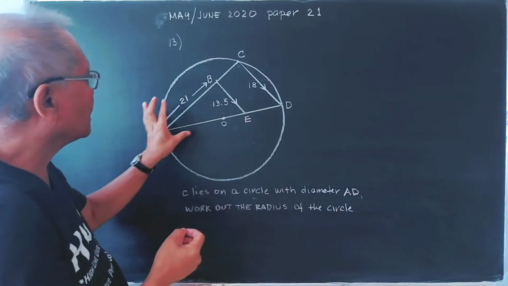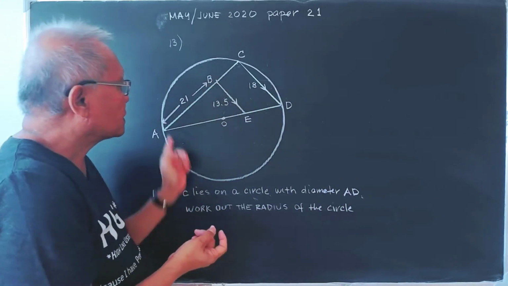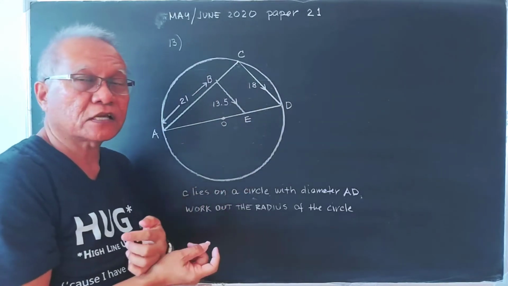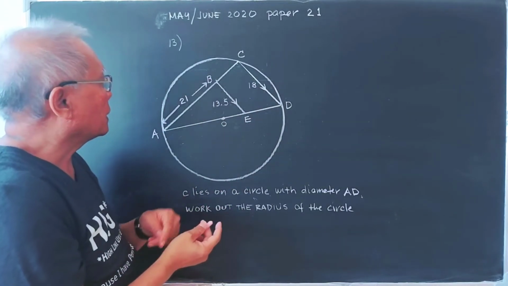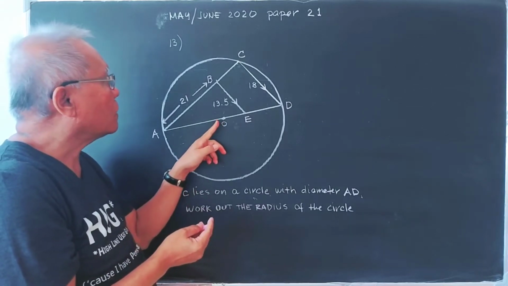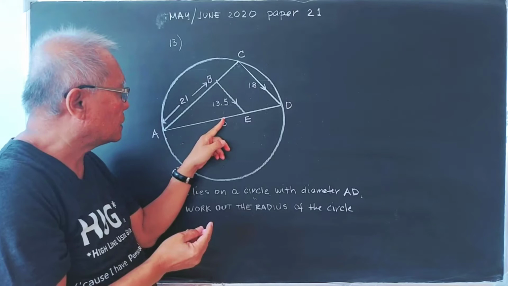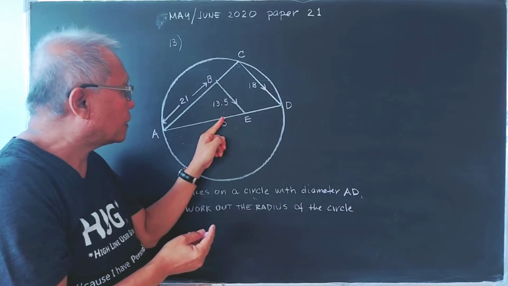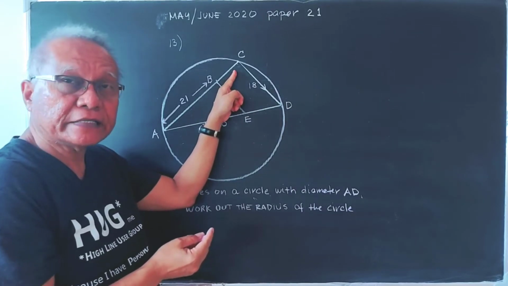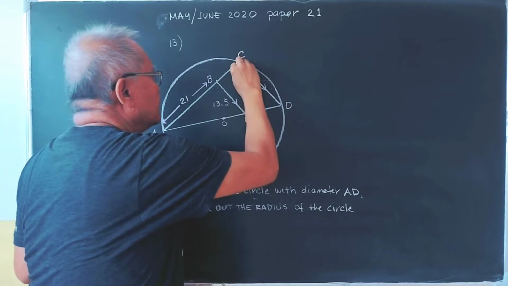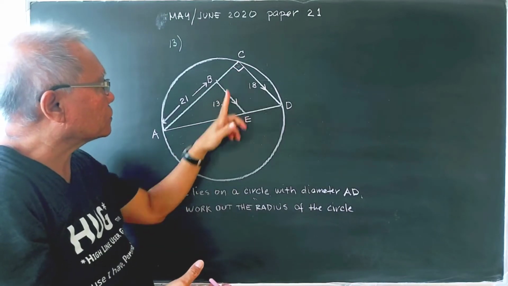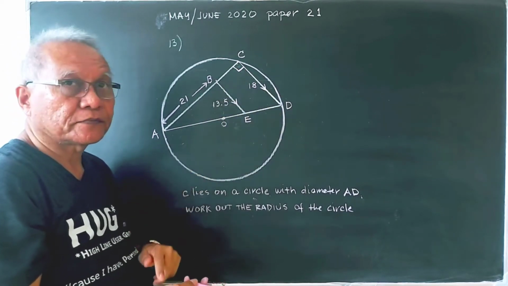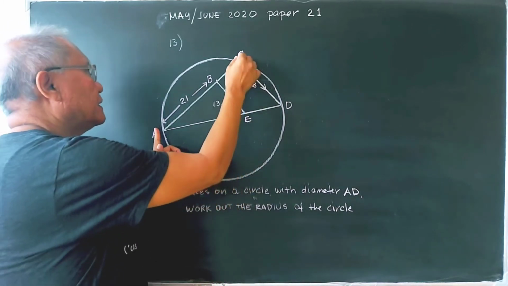Number 13, class, we have a triangle inside the circle, and all the vertices of our triangle are on the circumference of our circle. One of the sides of our triangle is the diameter, because this is O. The opposite angle of this diameter is 90 degrees, so we have a right triangle here. This one is the hypotenuse AD. We have side CD and side AC. Now we have to find first side AC.